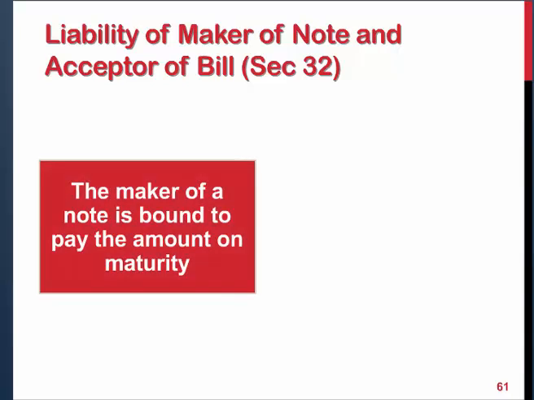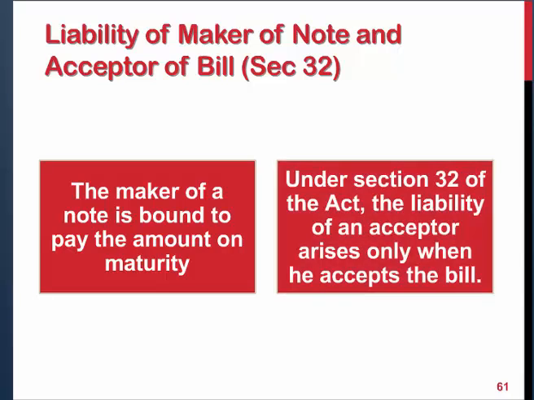Liability of maker of note and acceptor of bill. Section 32. The maker of a promissory note is bound to pay the amount on maturity. In case of default in making payment, he is liable to compensate any party to the note for any loss sustained by reason of such default. Under Section 32 of the Act, the liability of an acceptor arises only when he accepts the bill.